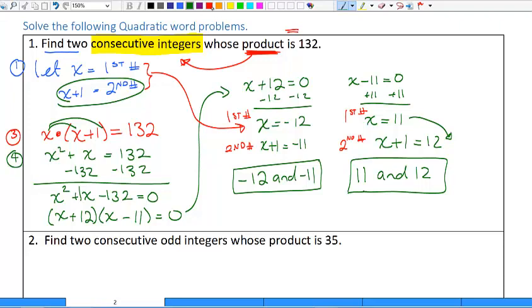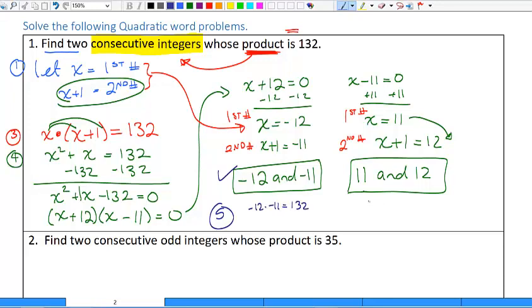Now, step 5 tells you to check with the words. Well, there's no inches or years or pennies or whatever. We're talking about numbers. These are sufficient answers. But let's go ahead and check. When I go back and read with the words, find two consecutive integers. Are these consecutive integers? Yep. Do they multiply to positive 132?